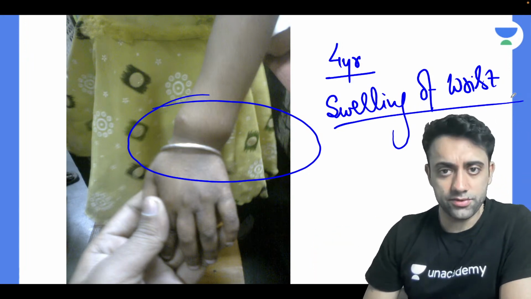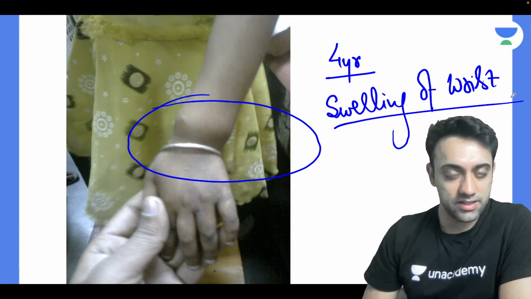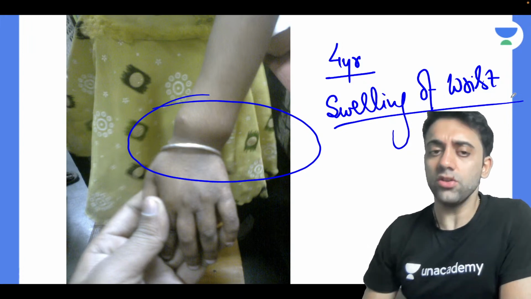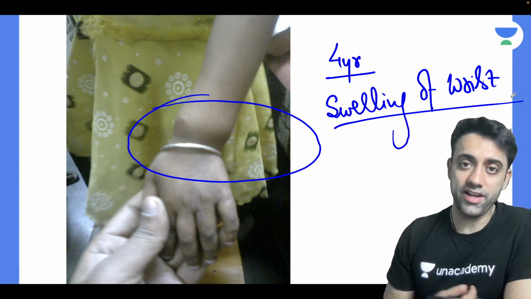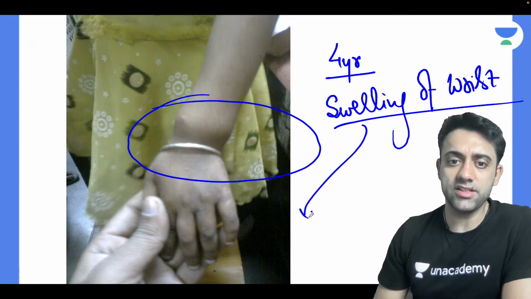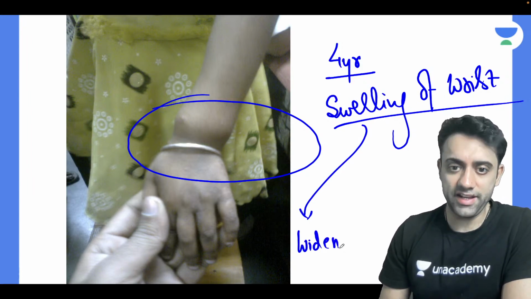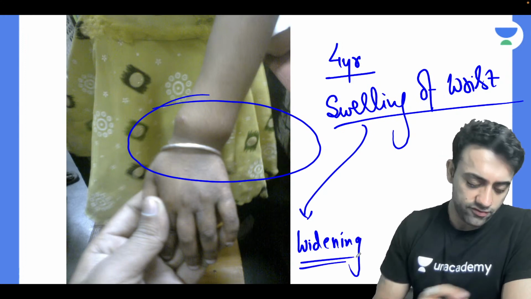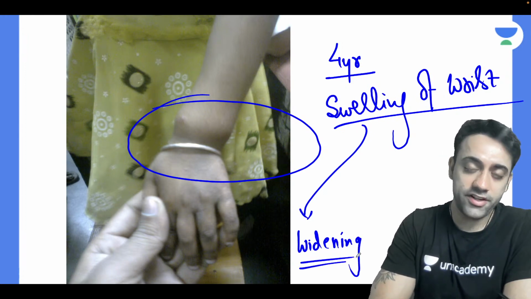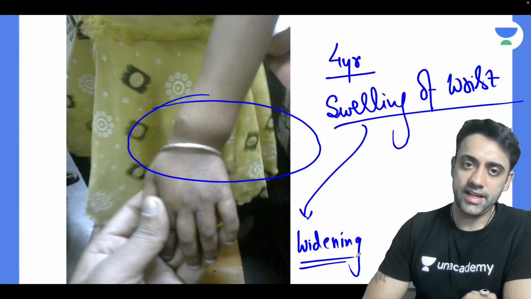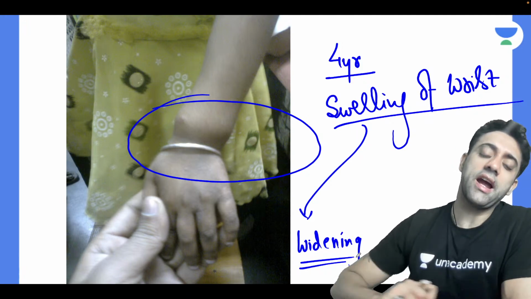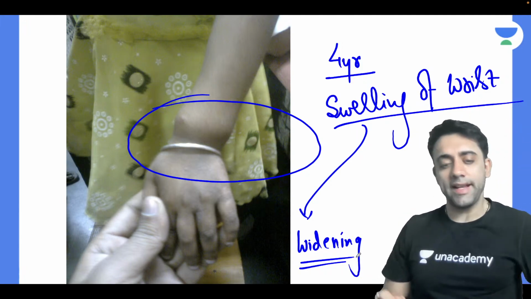See, my HOD used to say common things are common and rare things are rare. So the common thing is a baby coming with swelling of the wrist. Swelling is something which the mother will tell, like a layman. But the patient is having widening of the wrist. So widening of the wrist with bowing of legs, where do you see it? Of course, you see it in a case of rickets, yes or no? And what is the X-ray finding of rickets?